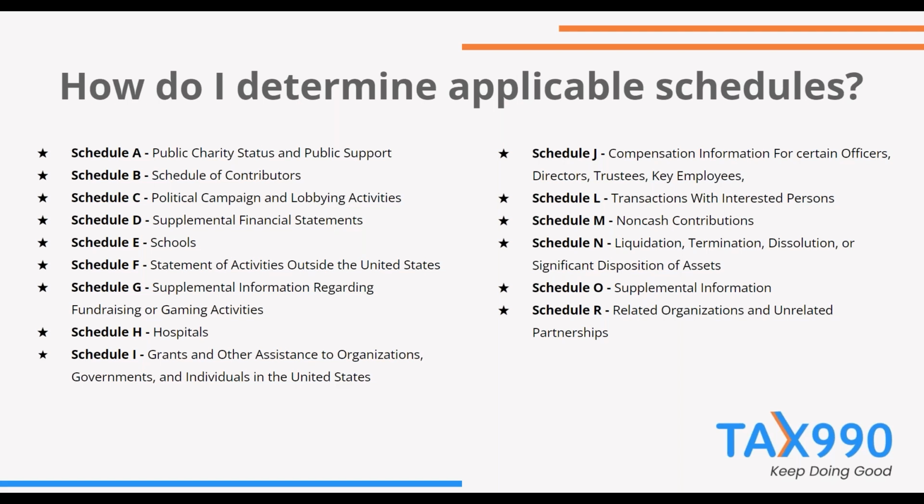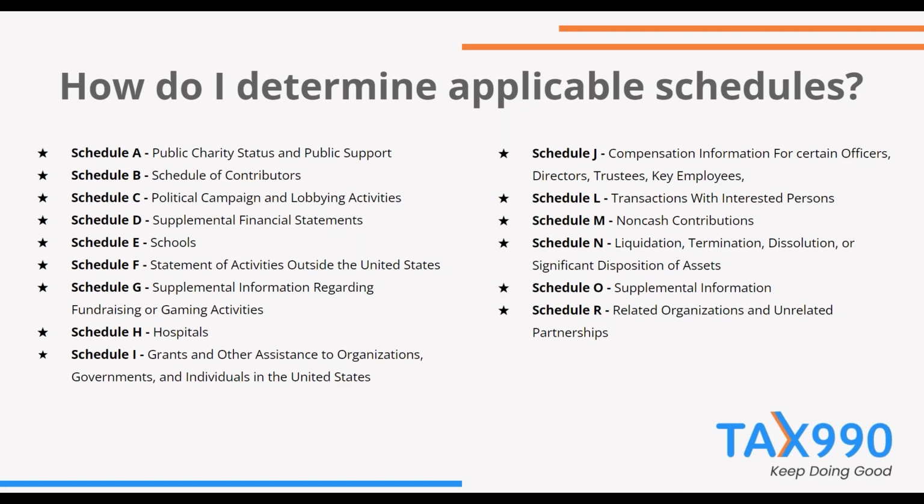questions for you. Schedule A is going to be for organizations wanting to provide information about public charity status and public support. Schedule B is used to report contributions of money or property valued over $5,000. Schedule C is for organizations wanting to provide additional information on political campaigns or lobbying activities. Schedule D is for reporting supplemental financial information such as donor-advised funds and conservation easements, certain art and museum collections, escrow and custodial arrangements, and endowment funds.